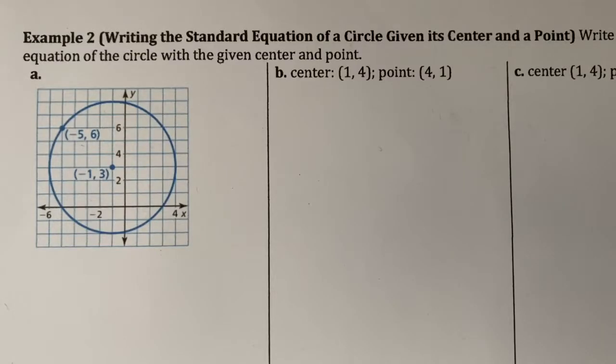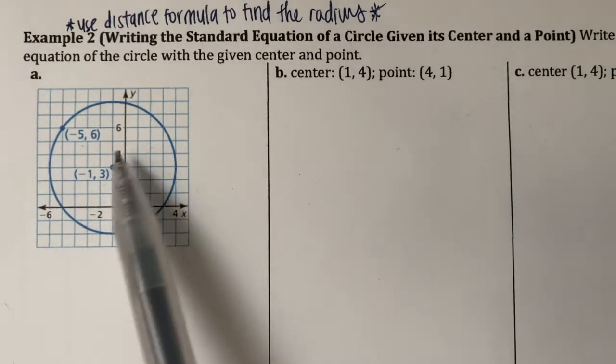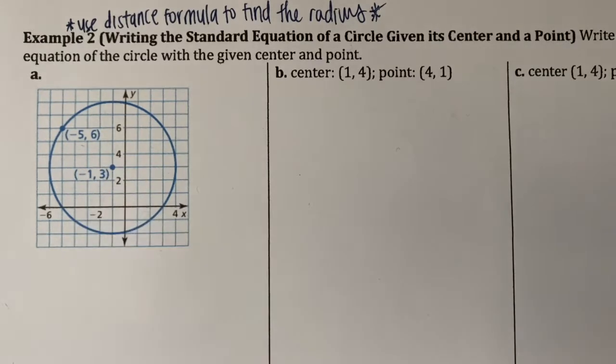In example 2, we are also asked to write the standard equation of the circle, but this time we're going to be given the center and a point. So we're going to need to find the radius of the circle, because that's not given to us. What you need to do is use the distance formula to find the radius. And once you find the radius, you can use the standard equation of a circle, because you just need to know the center of the circle and you need to know the radius.